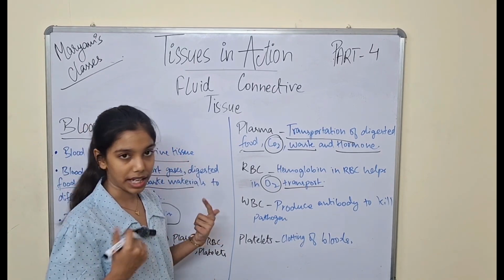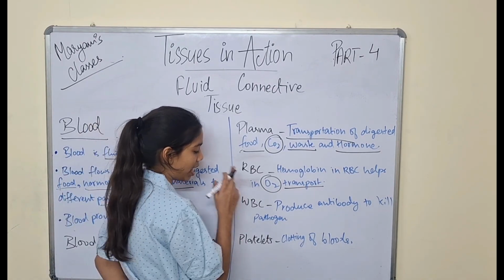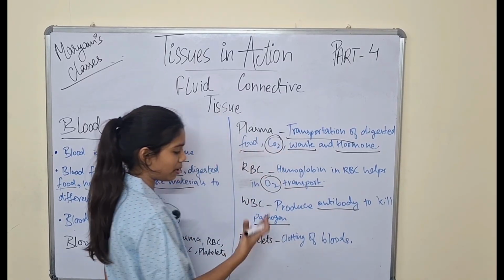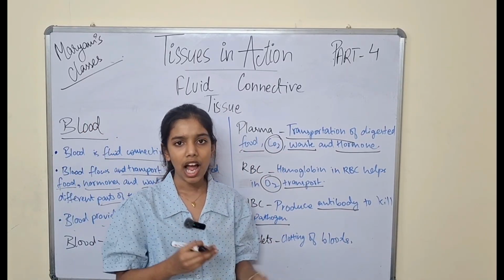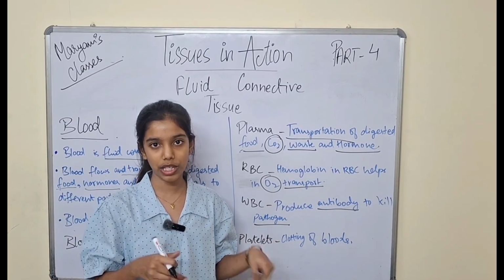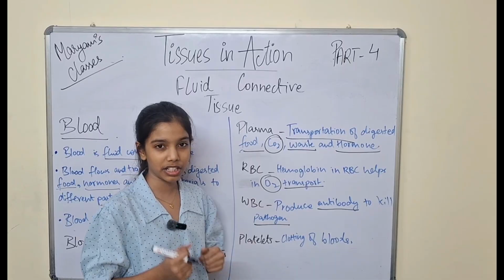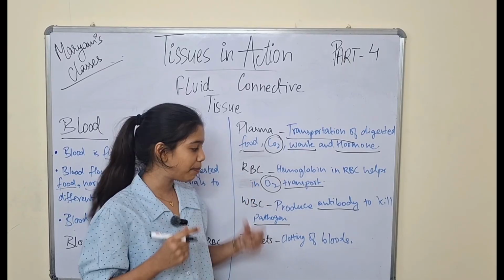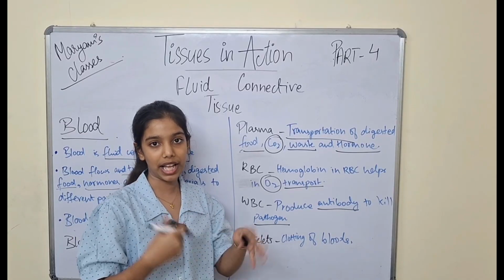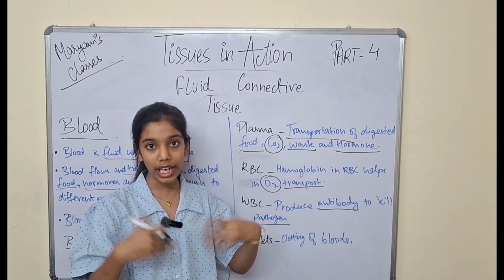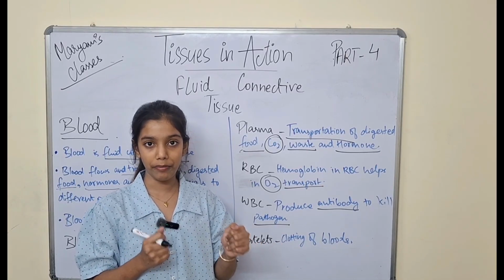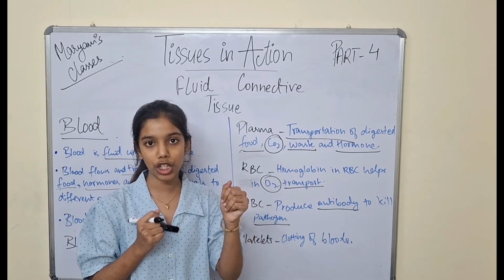Whereas white blood cells produce antibodies to kill pathogens. Pathogen attacks mean virus attacks and all environmental disease or microorganism attacks are known as pathogens. So white blood cells are the soldiers of our body. They produce antibodies to kill pathogens or to prevent pathogen attacks. So basically white blood cells are the soldiers of our body.